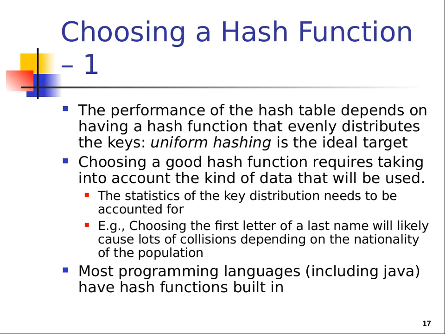Hopefully you can see everything depends on this hash function, because you want it to be uniform. Uniform hashing is the ideal target, aka every entry in the hash table has roughly the same number of items in it. So what's the best way to figure out a hash function? Use somebody else's. Great answer.